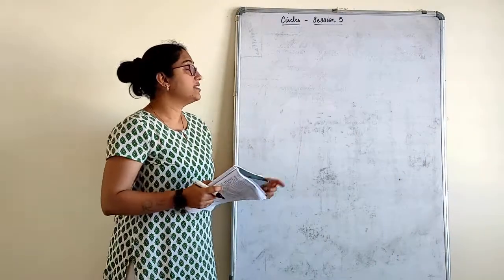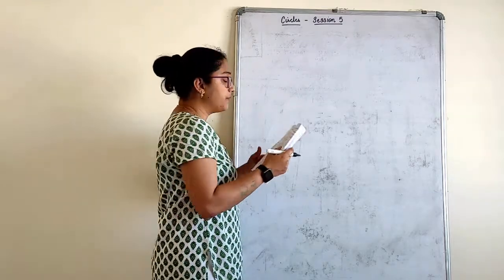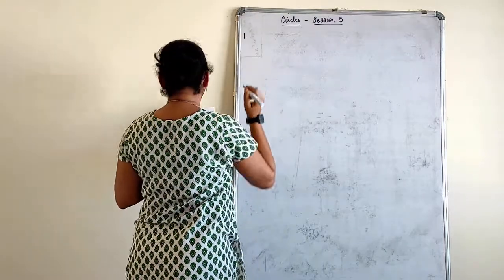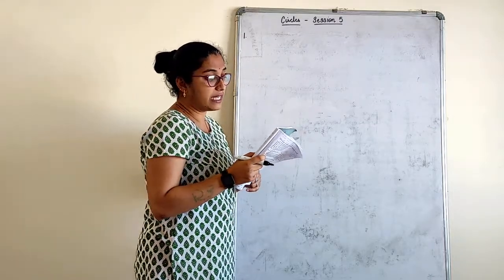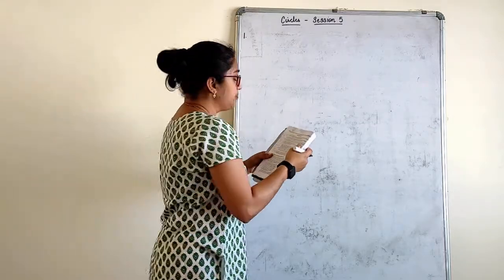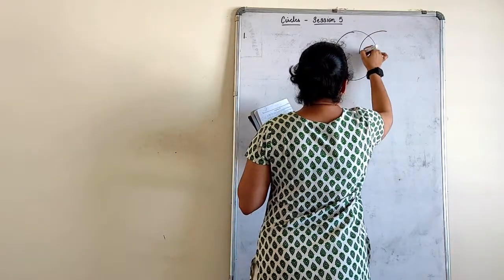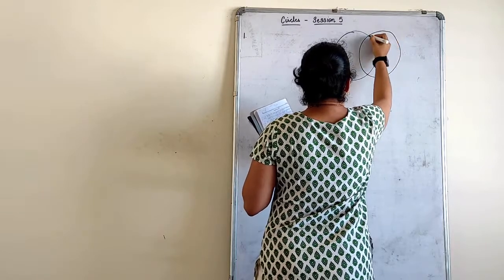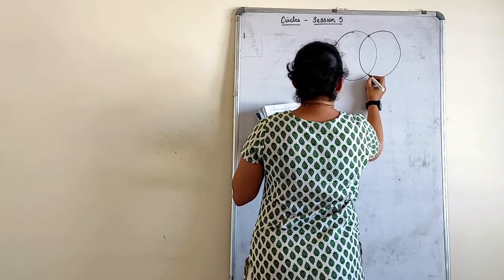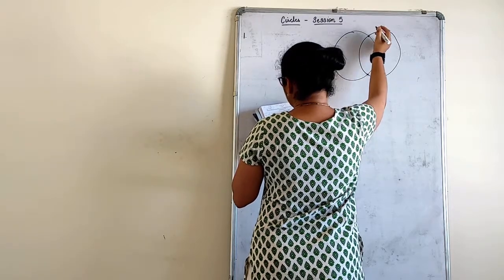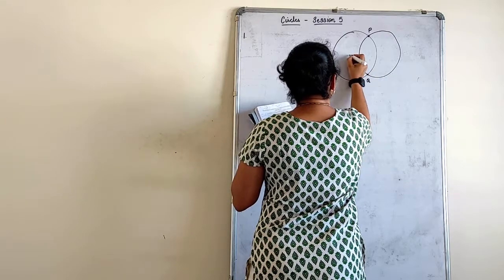Good morning. We'll start session 5 on circles. The next exercise, first one. Two circles of radii 5 cm and 3 cm intersect at 2 points. So let us first draw two circles, one of radius 3 cm, another of radius 5 cm, and these two circles intersect at 2 points. Let us consider these 2 points as P and Q respectively.